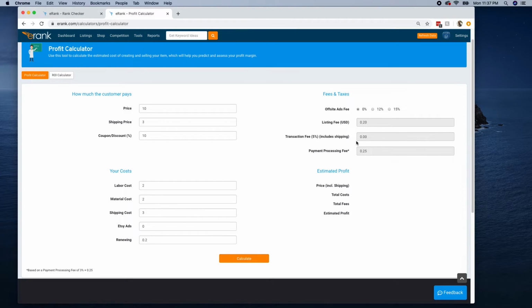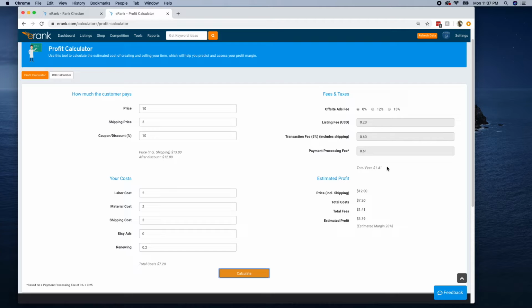Of course, Etsy takes out their listing fee of 20 cents and a payment processing fee. And then to calculate the rest, you will see the transaction fee of 5% is 60 cents on this project. So you get a total of $12, but your expenses are $7.20, and the fees from Etsy and processing are $2.85. So your estimated profit on a $10 item is only $1.59, and your margin is only 13%. I don't know about you, but that is a really low amount for the amount of effort you're going to have to put into this product and shipping it and making it.